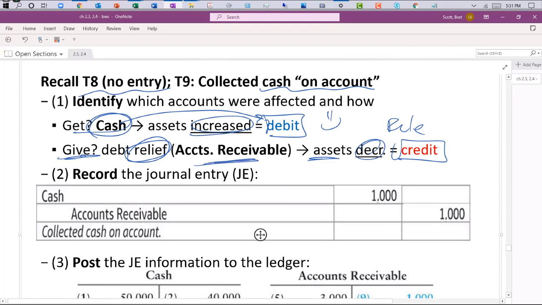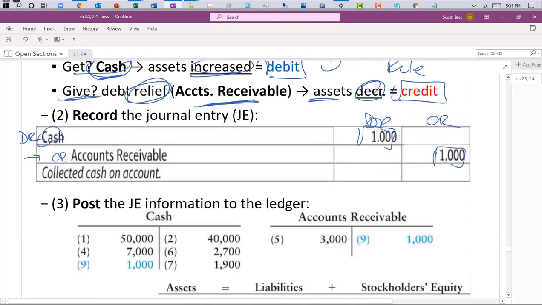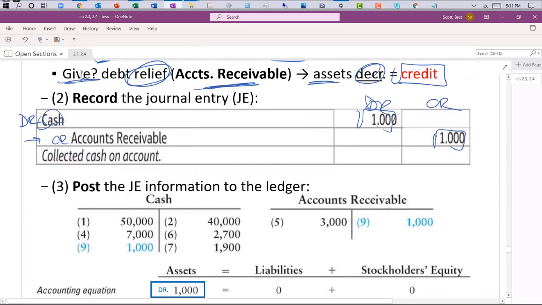Number 2, record the journal entry. Start with debits: got cash, 1,000. Then indent, credit accounts receivable, 1,000. Post the information into the ledger. Cash, debits make me happy. Credit accounts receivable, there's the 1,000.